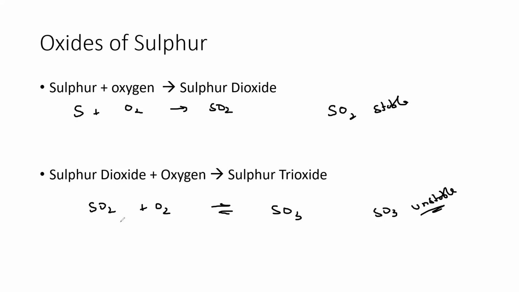So when sulfur dioxide reacts with oxygen, it will give sulfur trioxide. But this reaction is reversible. The formation of sulfur trioxide is reversible. It means that sulfur trioxide can also break down and form sulfur dioxide and oxygen. Whereas the formation of sulfur dioxide is irreversible. Once sulfur dioxide is formed, it does not break down.